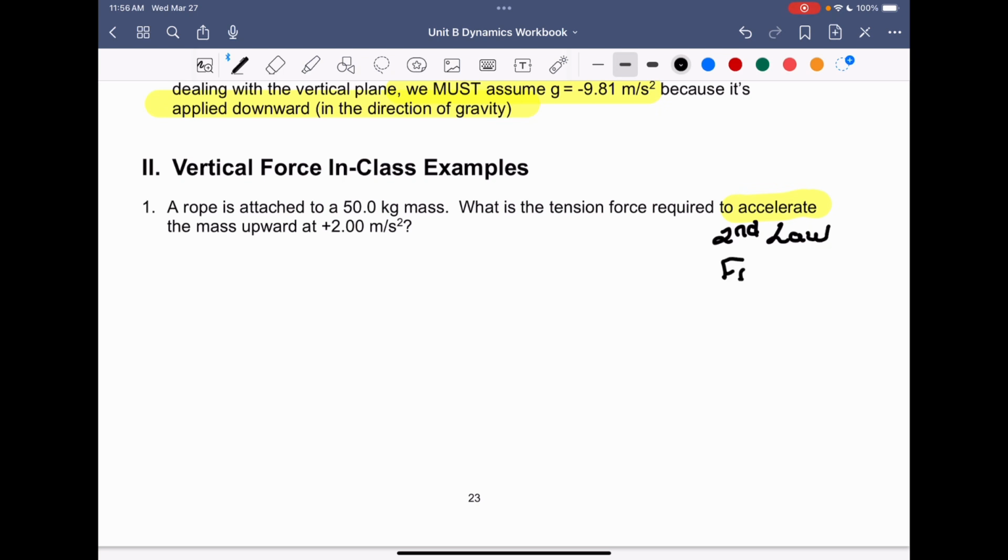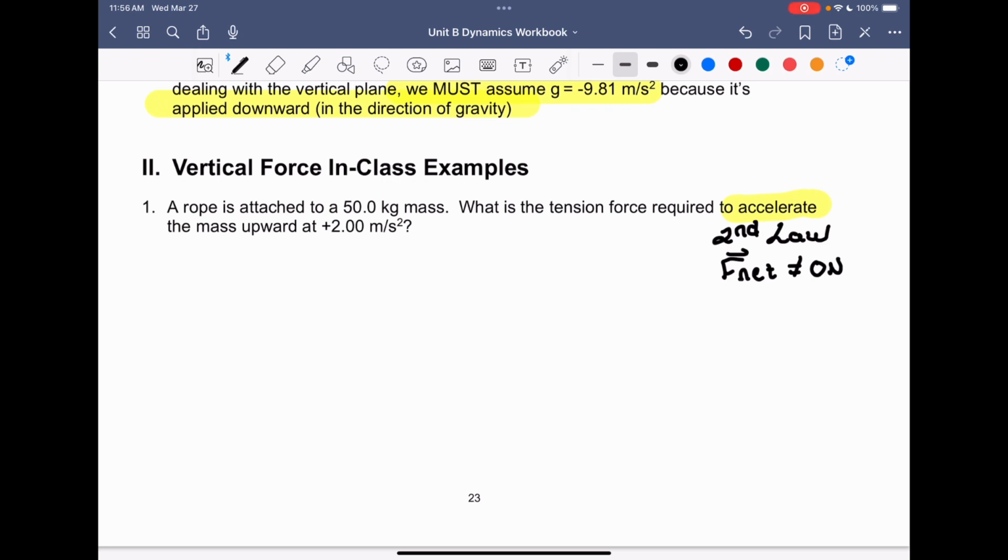It means that the net force is not equal to zero, because if the net force was equal to zero, we would have the first law. So we have some sort of force imbalance that is caused by this acceleration. Or the acceleration is a result of the imbalanced force. I should maybe phrase it that way.